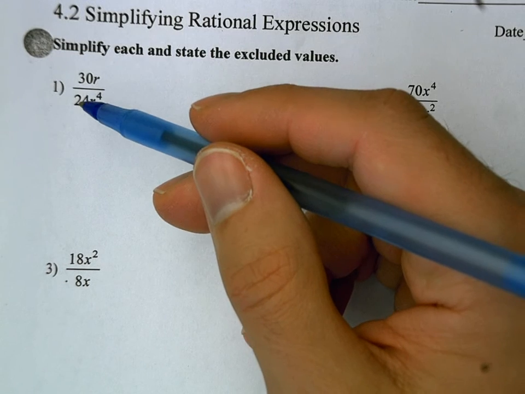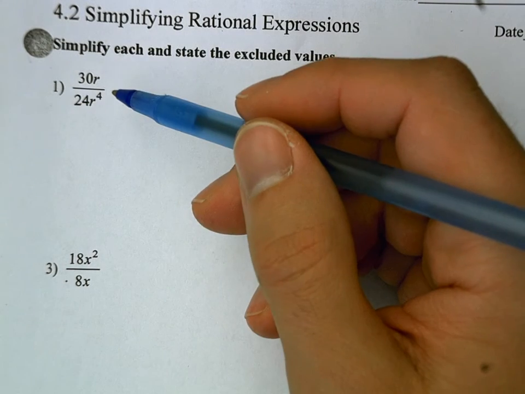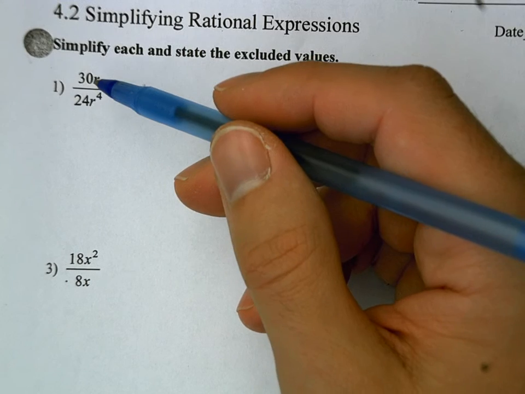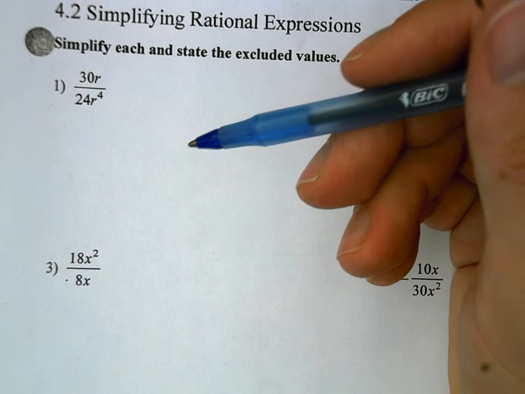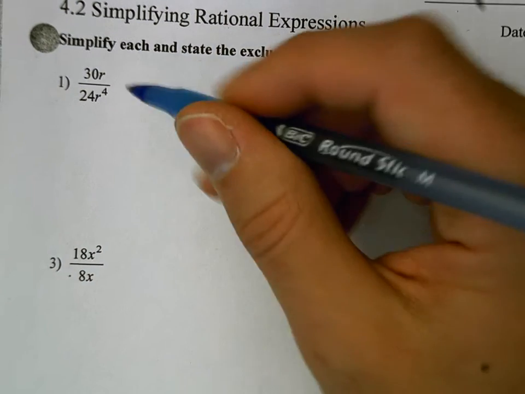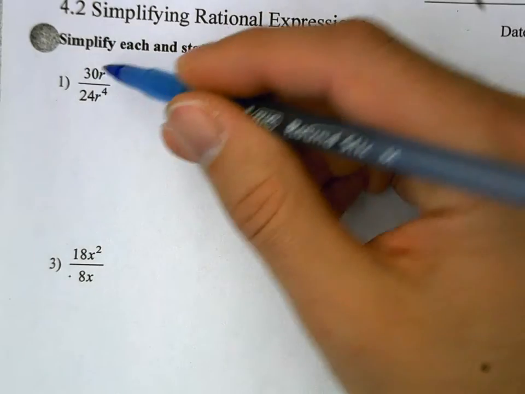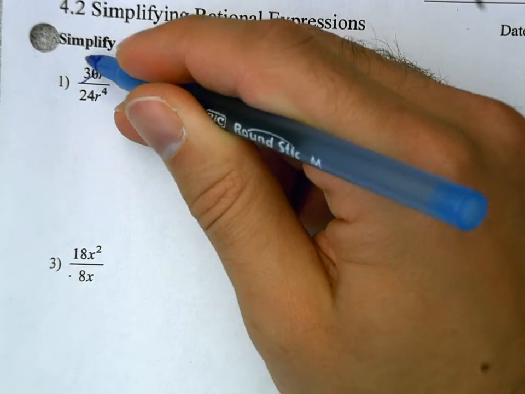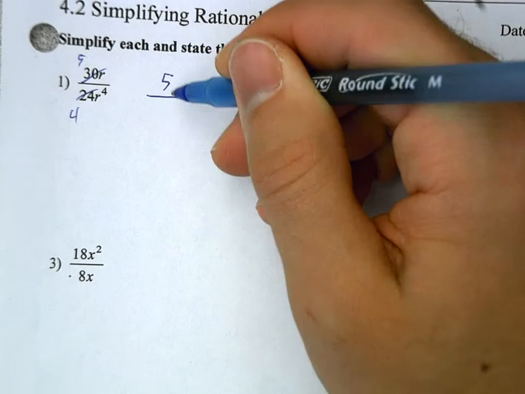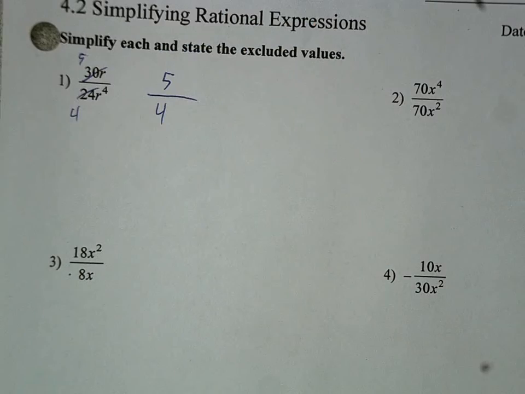Number 1, 30 and 24. It's just a fraction. Let's go ahead and simplify that. Let's figure out what goes into 30 and 24. Jeremiah, any ideas? What number goes into 30 and 24? 6. So if I do 6 into 30, that leaves me with 5. And 6 into 24 is going to be 4. So that's perfect. He simplified that all the way down.